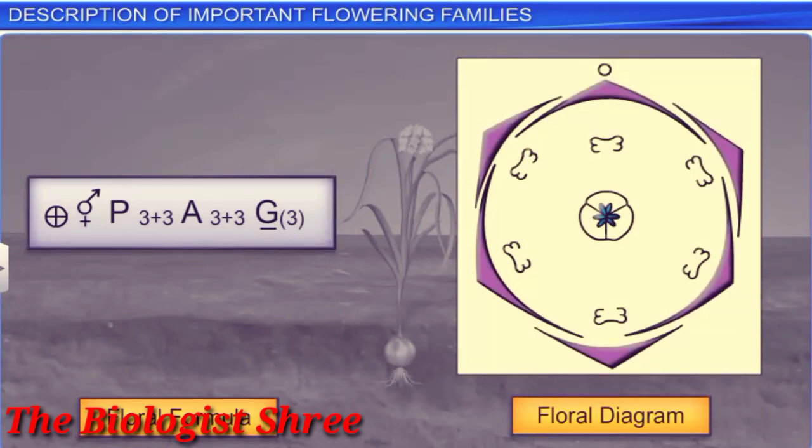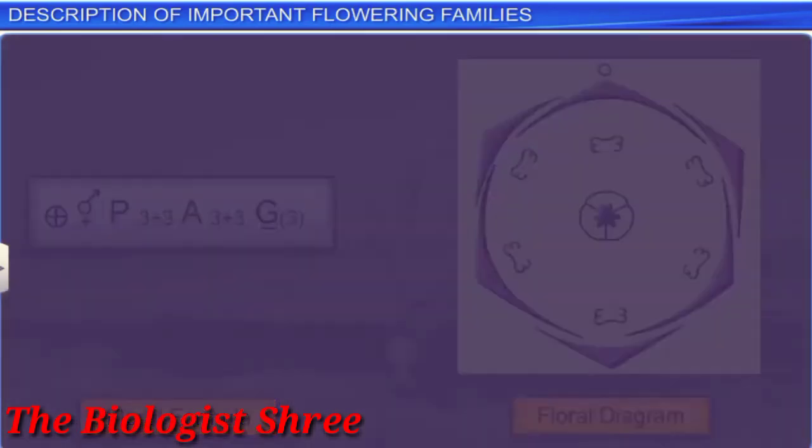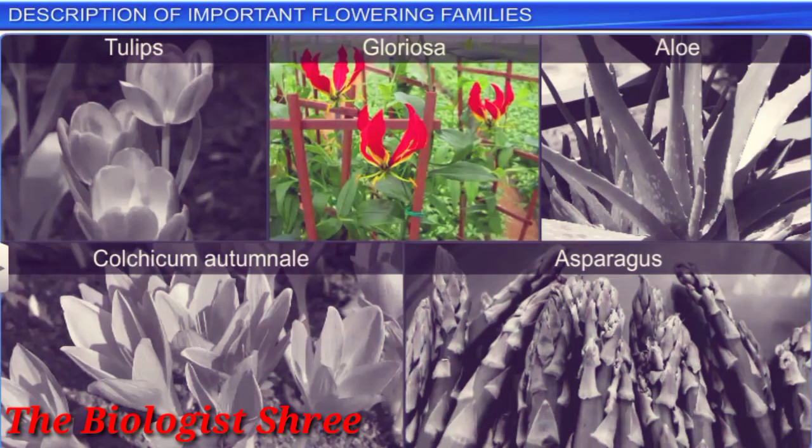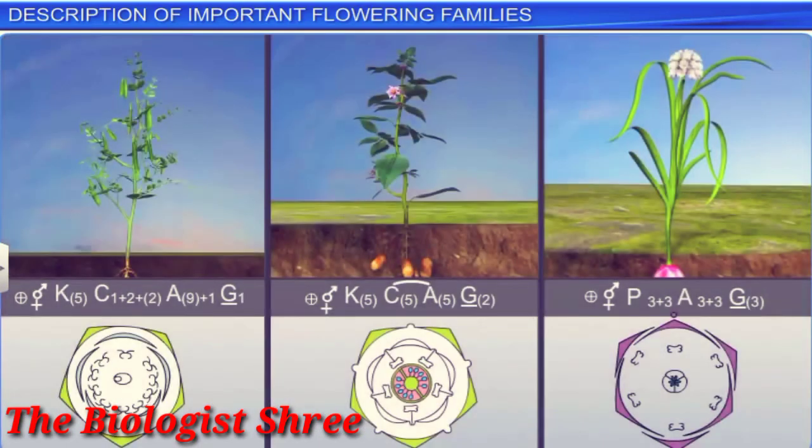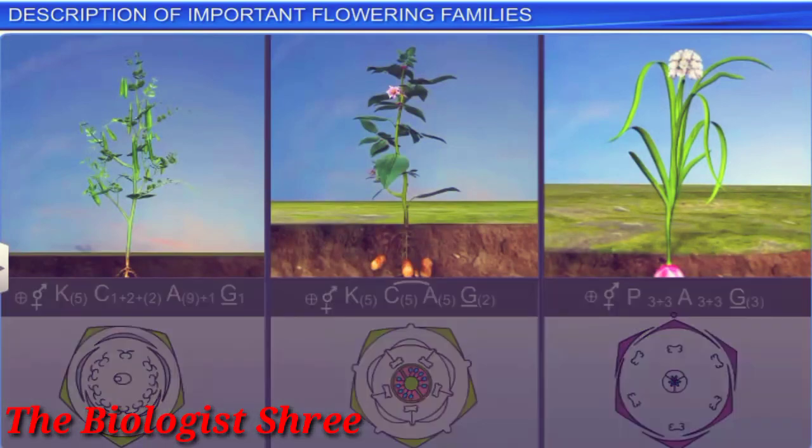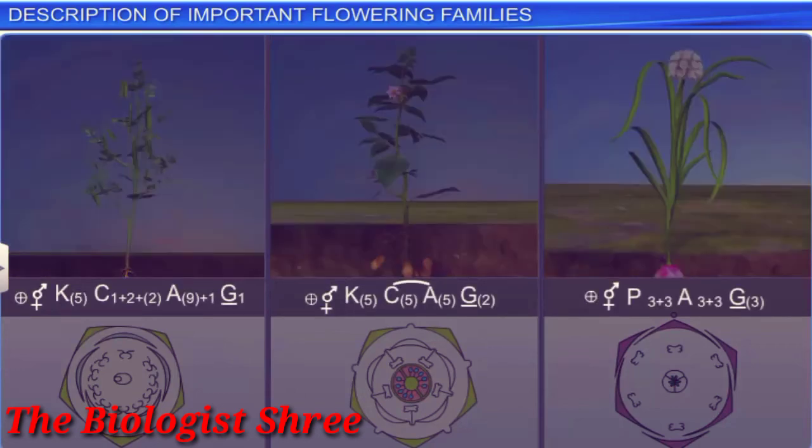Plants like tulips and gloriosa, belonging to the Liliaceae family, are ornamental plants. Some like aloe and colchicum autumnale are used as medicines, and asparagus is used as a vegetable. Therefore, the description of a flowering plant includes its vegetative characters, floral formula, and floral diagram, and provides vital information about the plant.